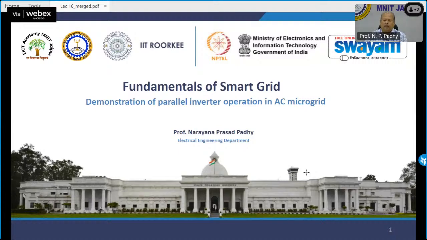Now, when you talk about inverters, why are we focusing on parallel inverter operation in an AC microgrid? What is the reason? First of all, in a microgrid, how do you see the role of inverters? Solar PV is there. Very good. All right, so you need an inverter. How many inverters? It depends. We see multiple inverters being used in a microgrid.